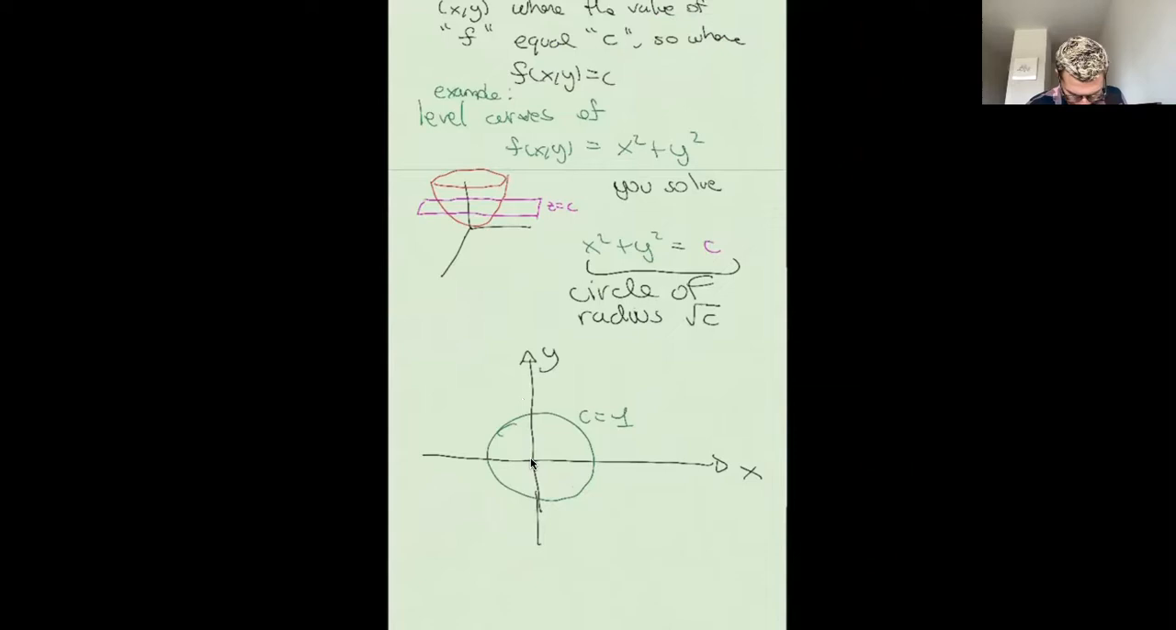But when z equals four, this corresponds to all the points where the value of the function equals four, but this is a circle of radius two now because there's a square root, right? And say for example, when z equals nine, then this is a circle of radius three.